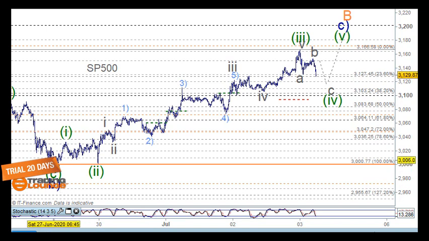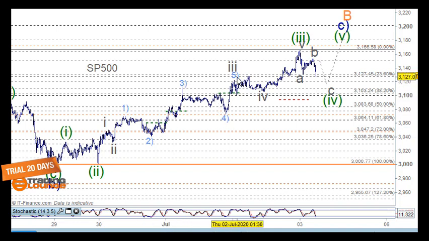So from the low here, we're going to count it as 1, A, B, C for 2 here, and then 1 and 2, and 1 and 2, and 1, 2, 3, 4, 5 for the 3rd wave. So that fits nicely, because this is like the 3rd of the 3rd of the 3rd here, when it pushes off nicely in the strongest part of the structure here.